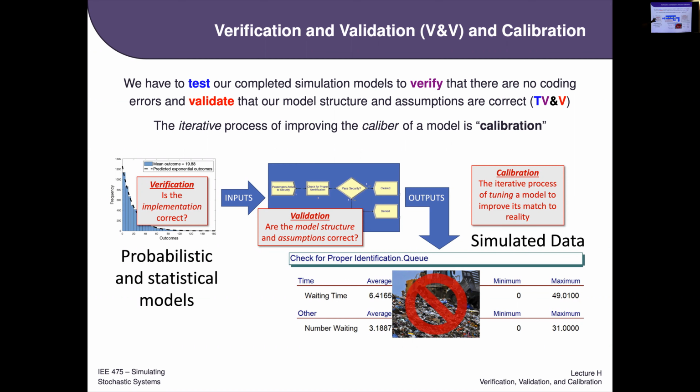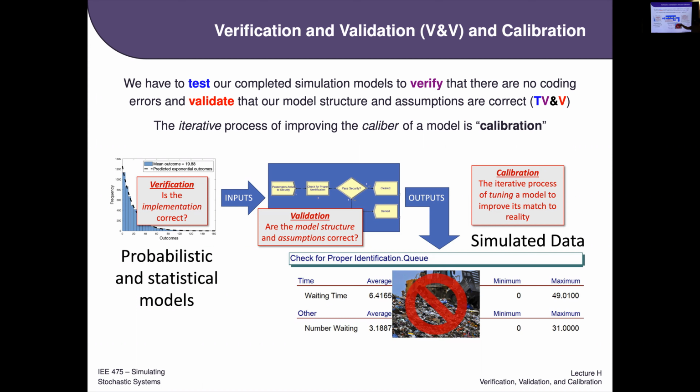That's verification, just debugging. The next step is validation. Validation is, are my model structure and assumptions correct? So once you've verified that there are no bugs in your code, does the output variation that I get match the output variation that I would expect out in the real world? If it does, then I've validated that I have a good model, a good surrogate for the real world.